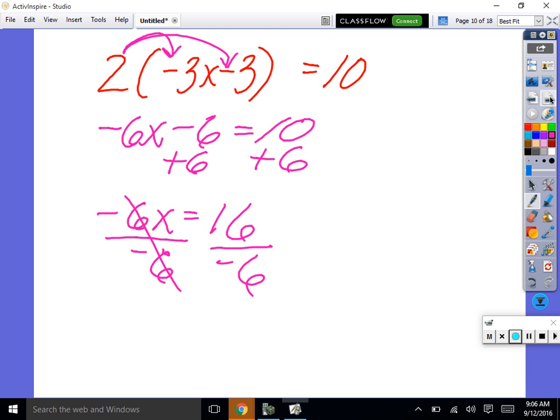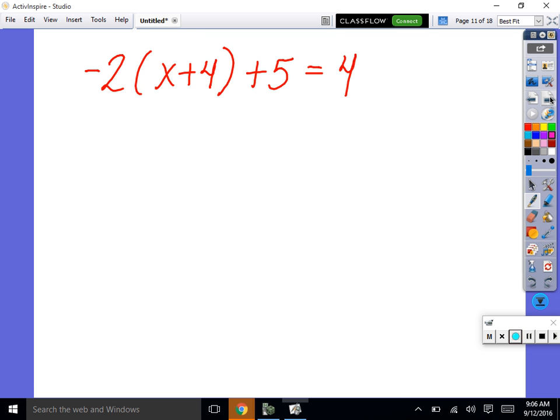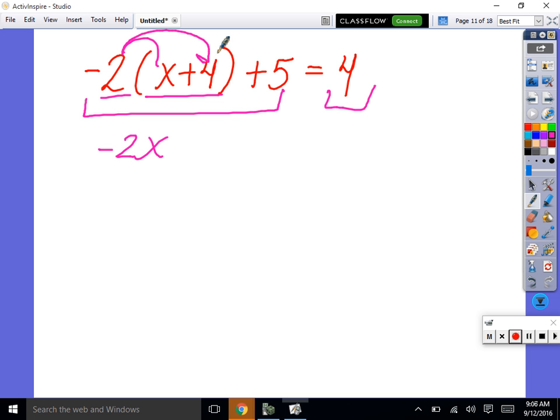Okay, on the test, if I gave you this one, it said solve for x. We always simplify the left, then the right, and then we'll solve for x. So it's negative 2 times that, not the 5 though, right? So that's going to be negative 2x's. Oh, we're not going to make the mistake of not distributing negative 2 here. So negative 8, correct? Plus 5 is equal to 4.